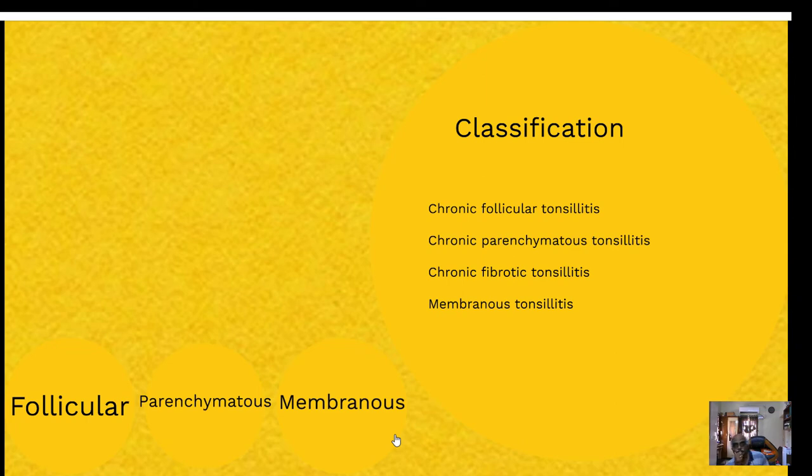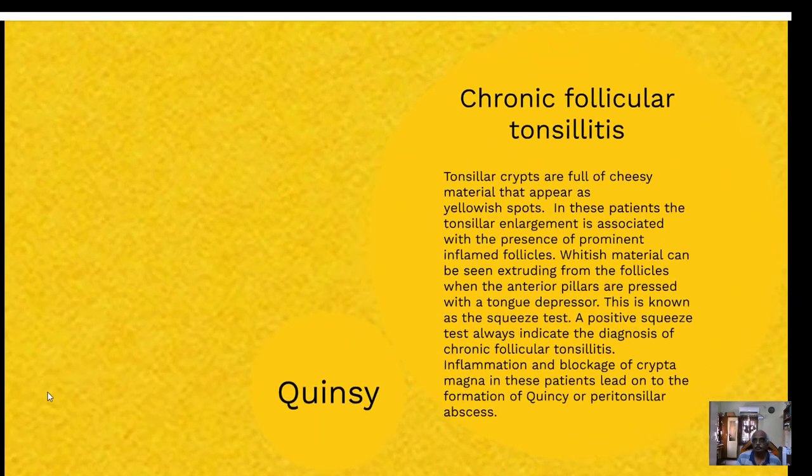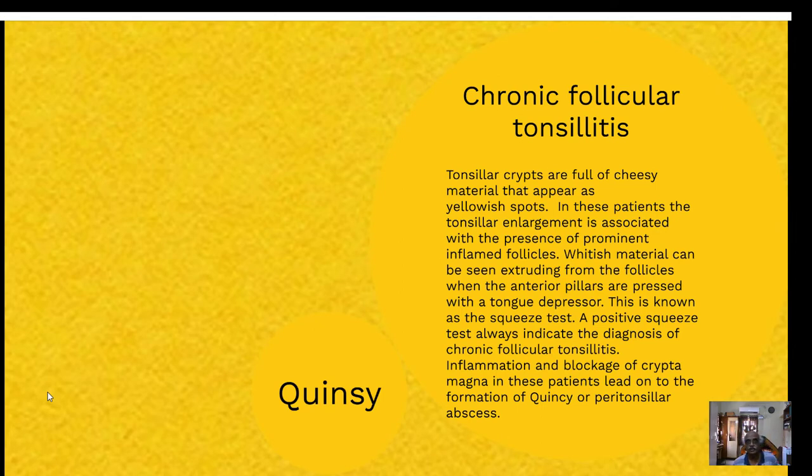Classification of chronic tonsillitis includes chronic follicular tonsillitis, chronic parenchymatous tonsillitis, chronic fibrotic tonsillitis, and membranous tonsillitis. So let us go to chronic follicular tonsillitis. In these, the tonsillar crypts are usually filled with cheesy material. They appear as yellowish spots. These patients have tonsillar enlargement associated with prominent follicles.